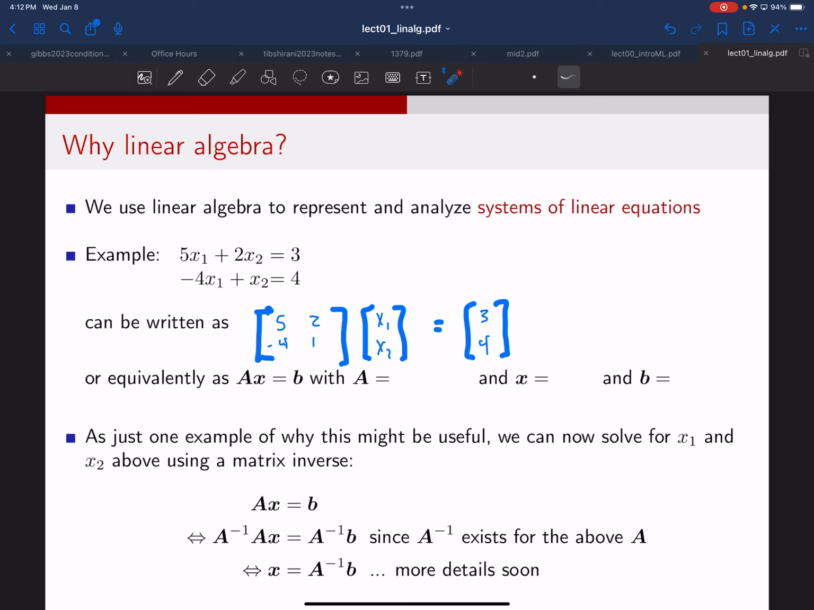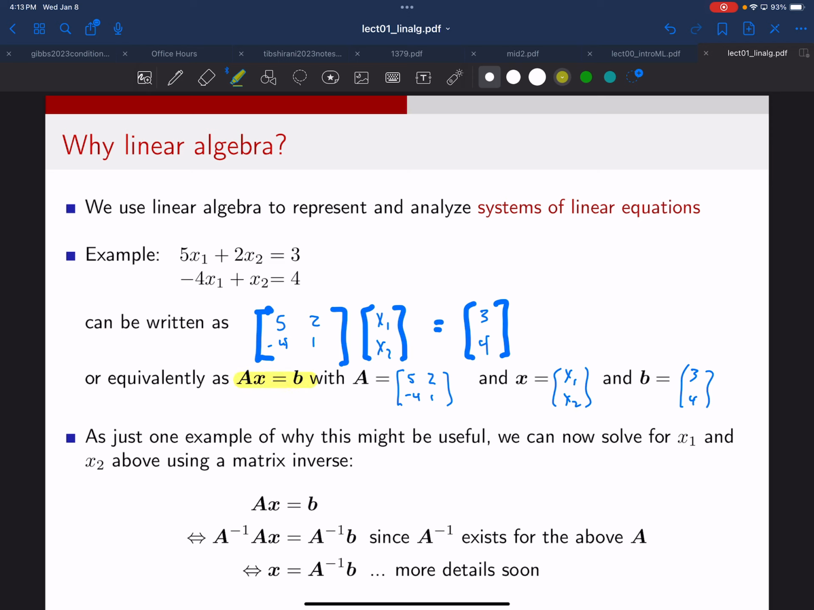We can also describe this algebraically by giving each of these things names. We could call this first thing capital A, a matrix, in which case A would be 5, 2, -4, 1. Then X, the vector, would be x1 and x2, and B, this vector, would be 3, 4. And in that case, those quantities would obey this equation.